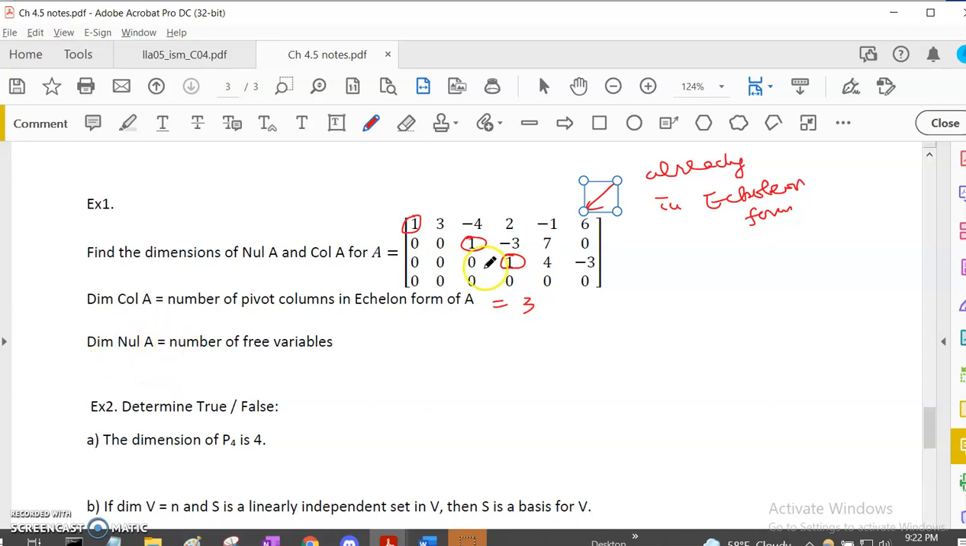And then the dimension of null A would be the number of free variables, right? So one free variable, this is free, and the last one is also free. So I have 3 free variables, so the dimension of null A is also 3.